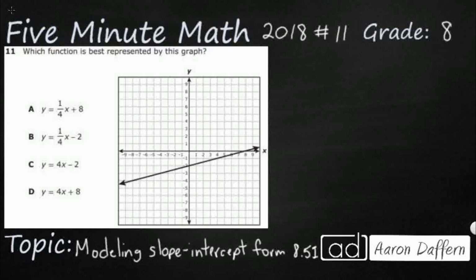Today we are looking at the 8th grade concept of modeling slope-intercept form. This is standard 8.5I in the great state of Texas, and we are using item number 11 off the 2018 released STAAR test. If you have not done so already, please go ahead and take a moment to pause the video, work this problem out on your own, unpause it, and we will look at our answers together.